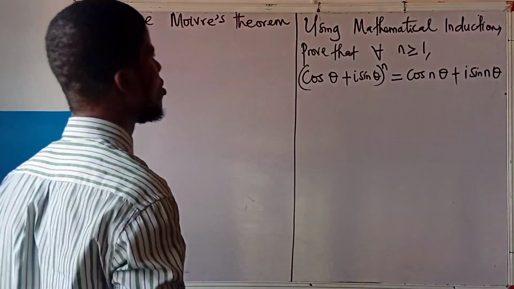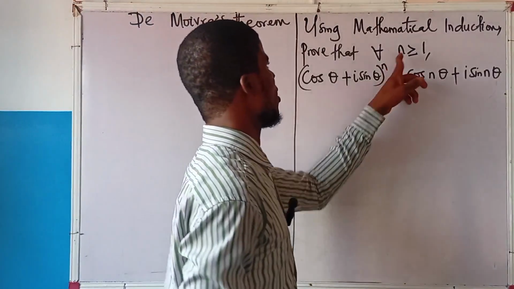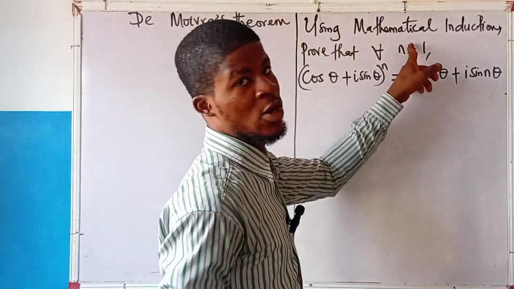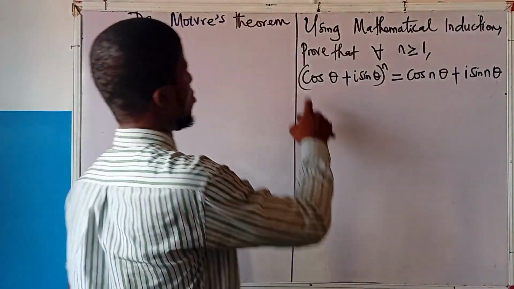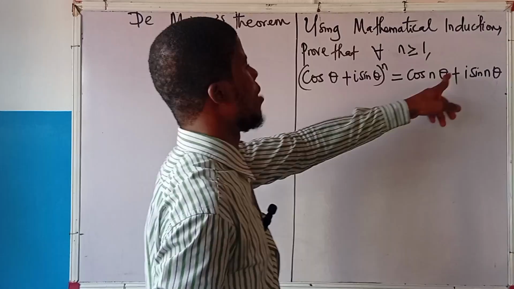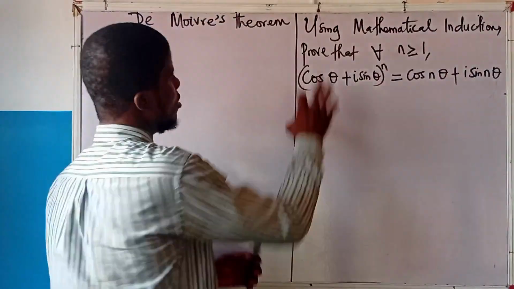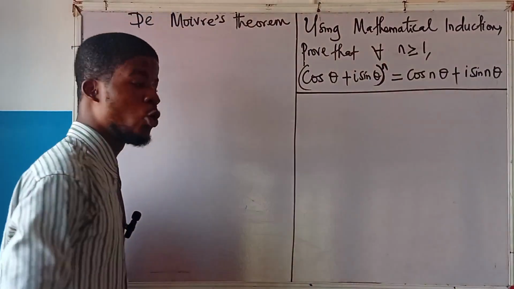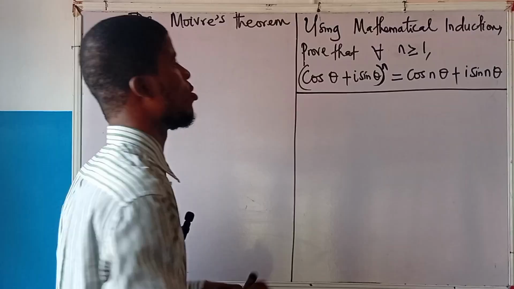So using mathematical induction, prove that for all positive n greater than or equal to 1, (cos theta plus i sin theta) to the power of n is equal to cos n theta plus i sin n theta. This is called De Moivre's theorem. Step 1, we have to show that it is true for n equal to 1.